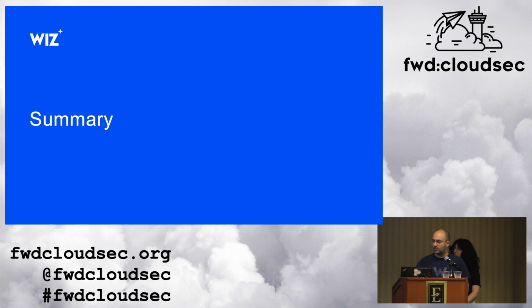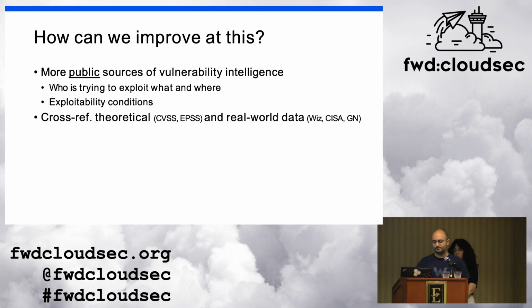So let's talk, in summary, about how we can improve at this process. One, obviously it would help if we had more public sources of vulnerability intelligence of higher quality: more information about who is trying to exploit what and where, what kind of threat actors are actually focusing on the cloud as opposed to other types of environment, and better information on under what conditions each vulnerability can be exploited, which is very, very difficult to understand from just dry CVSS data.